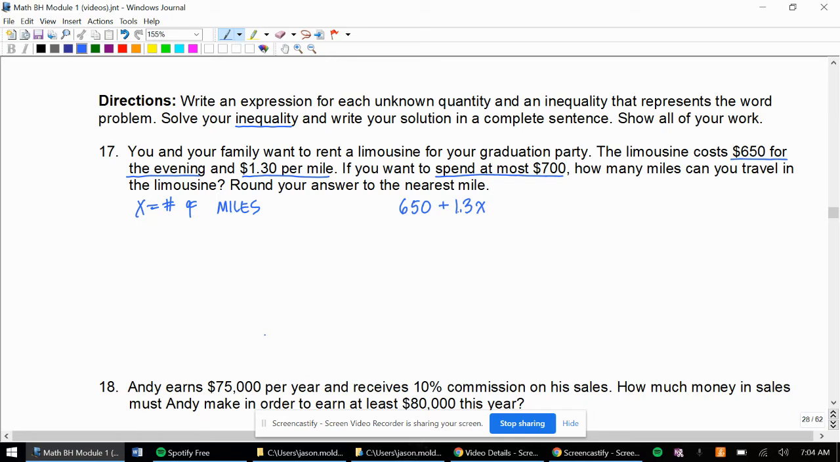So if you go 2 miles, you're going to pay $2.60 plus the flat fee. That's a one-time fee. Spend at most, so we want to not spend $701. We're going to need an inequality sign that kind of looks like this. But at most, the other question to ask ourselves is, can we spend exactly $700? And in fact, we can. So we want to choose the less than or equal to inequality. And there's our inequality, and we're going to solve this.